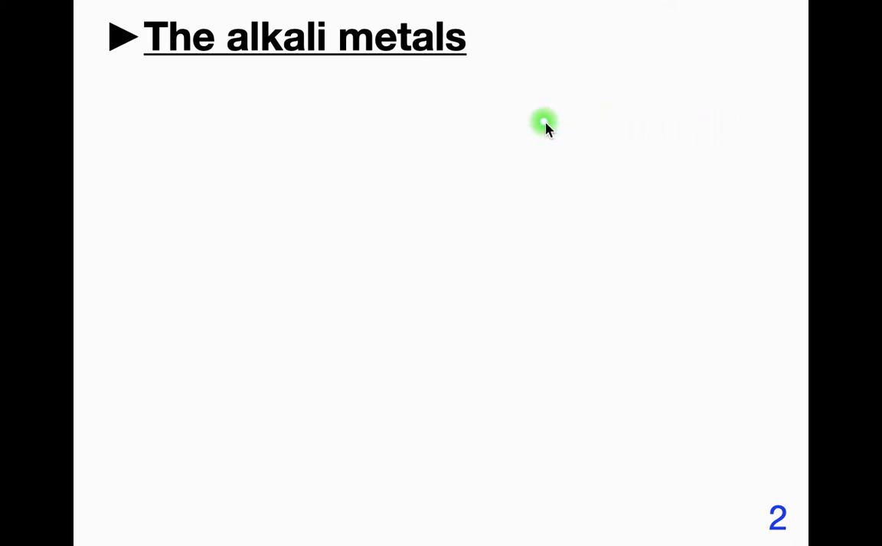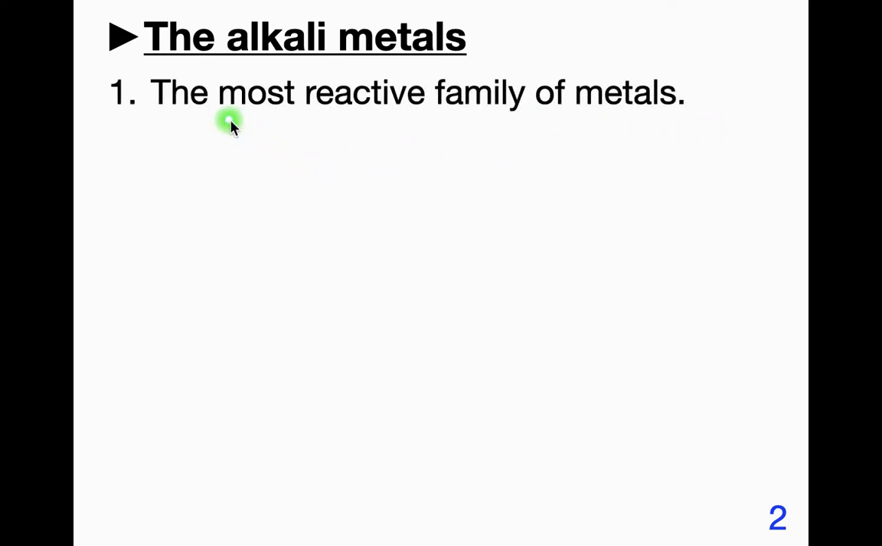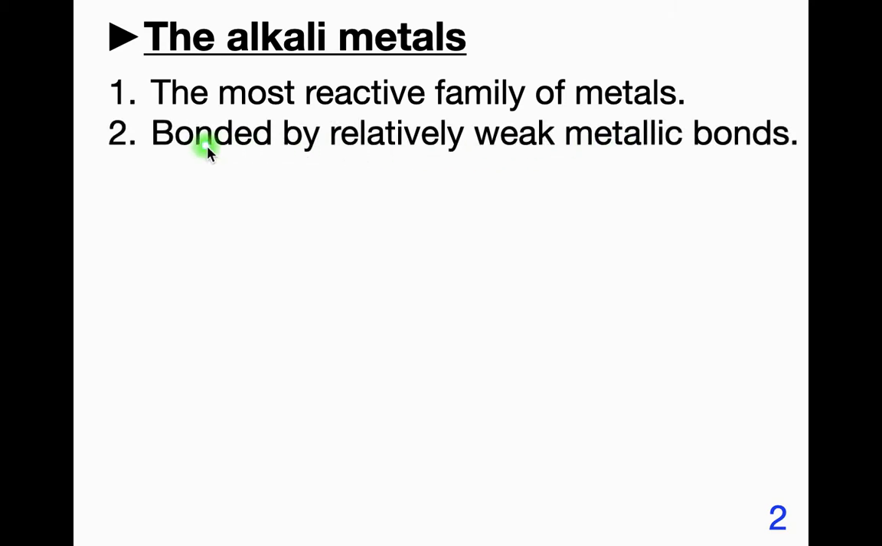Okay, first, the alkali metals. The alkali metals are the most reactive family of metals. You're never going to find any of the alkali metals, sodium, potassium, rubidium, by themselves. They're just too reactive. They're going to be part of a compound, usually in a rock, an ore, something like that. They have to be extracted, isolated separately. Bonded by relatively weak metallic bonds.